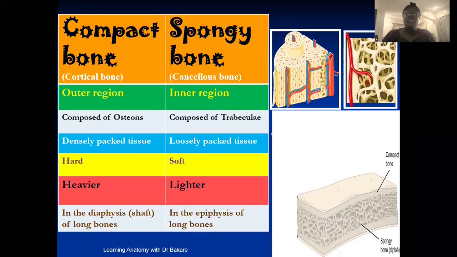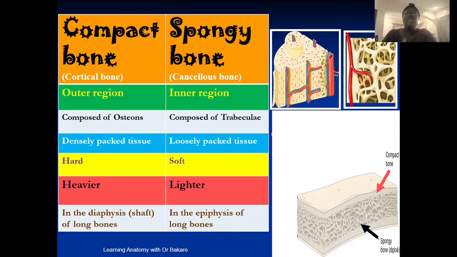The compact bone can also be referred to as the cortical bone, while the spongy bone can also be referred to as the cancellous bone. Compact bone is seen in the outer region of bone, while spongy bone is seen in the inner region of bone. If you look at this lower image, this is where we have the compact bone carried in the outer margin of this bone tissue. And if you go to the inner margin, we have the spongy type of bone. So we see that the spongy bone is usually sandwiched between two layers of compact bone.